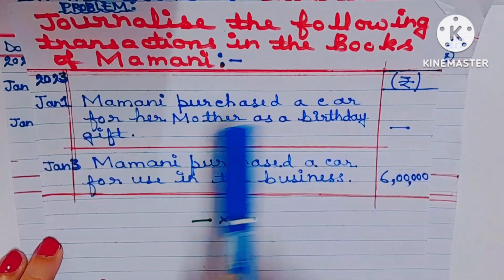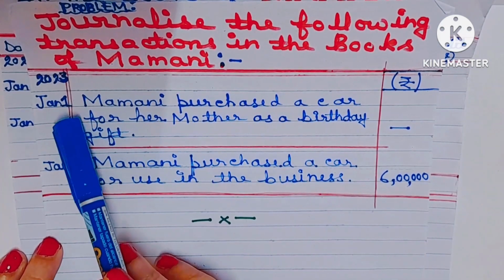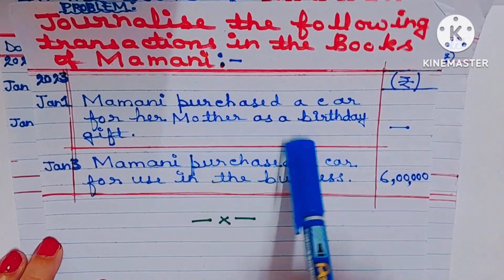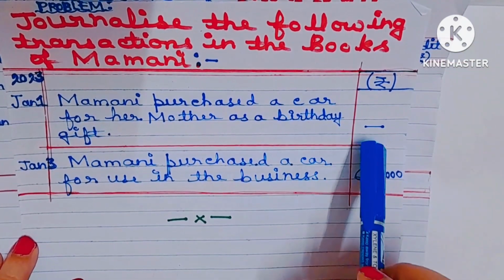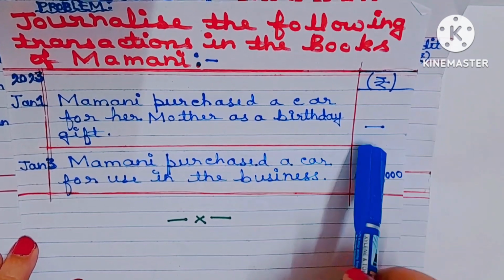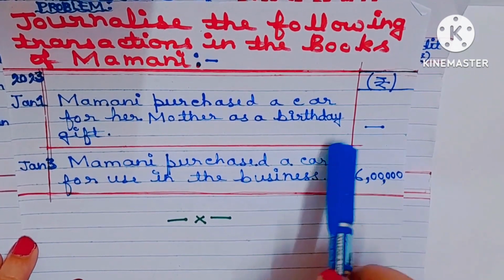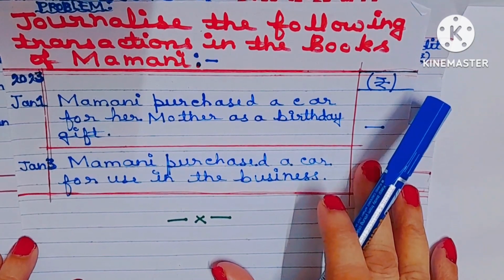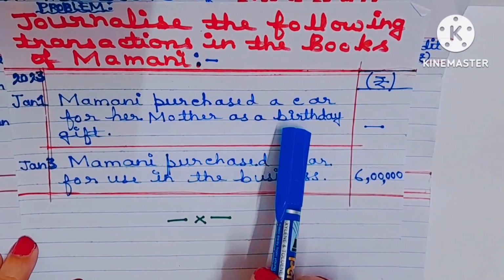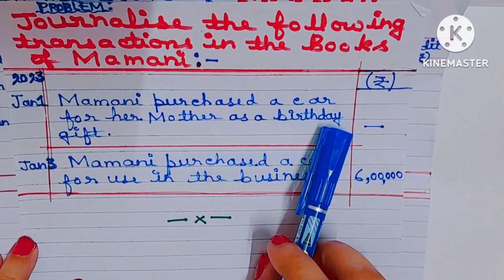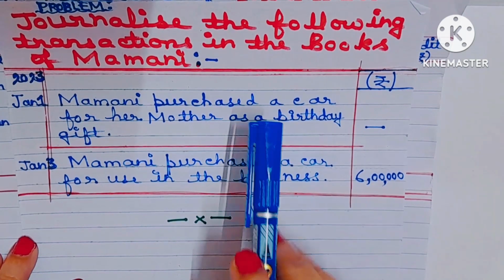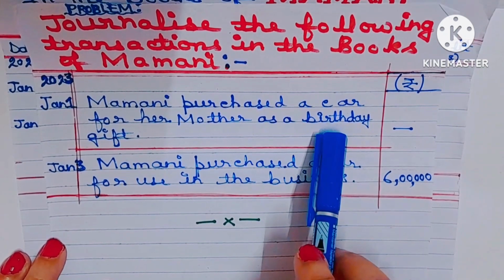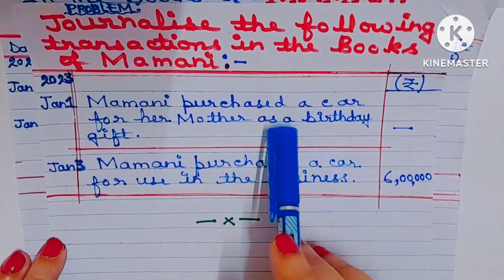Okay. So let's see the first transaction. 1st January, Mamoni purchased a car for her mother as a birthday gift. See the amount. There is no amount. No money value is attached. So this is not a transaction. So we cannot record in journal. Okay. Only transactions are recorded in journal. We cannot pass any journal entry for this social engagement.